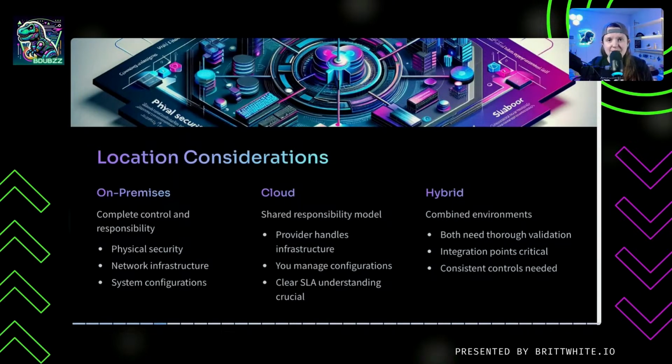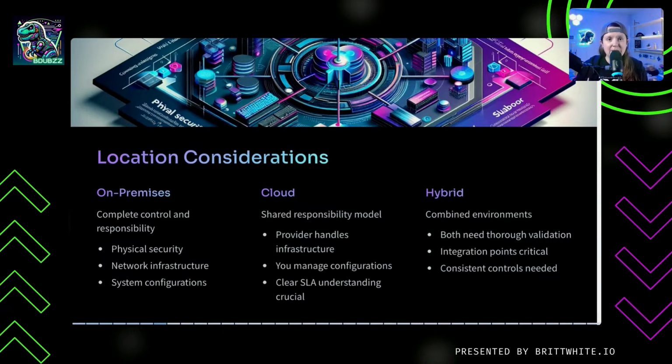For on-premises environments, you have complete control and complete responsibility. This means comprehensive testing of everything, including physical security, like server room logs, environmental controls, and access logs. Network infrastructure, like segmentation, firewall configurations, and routing. And then system configurations, like server hardening and patch management.